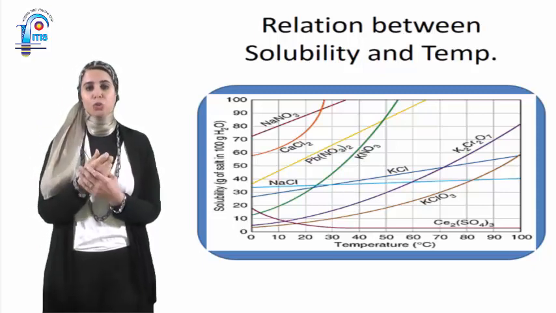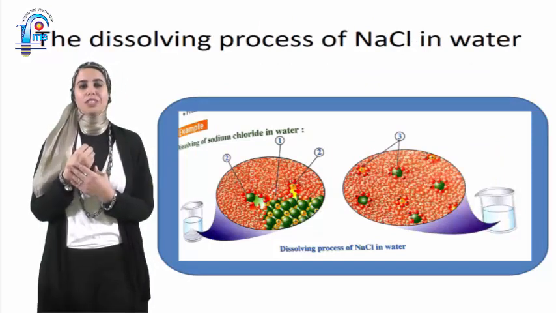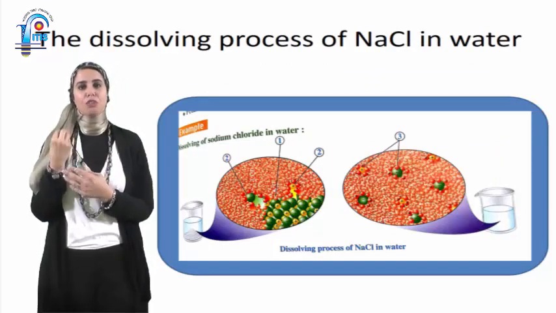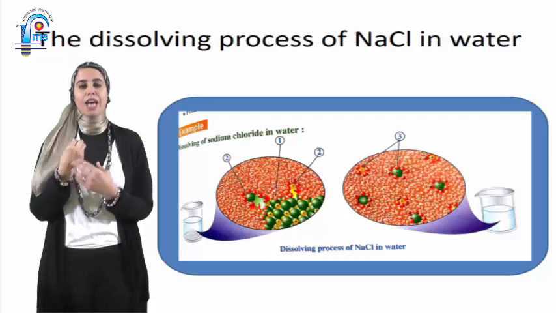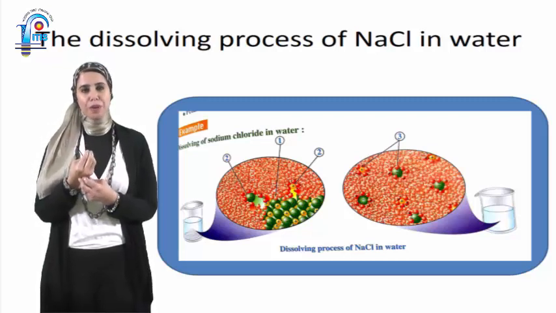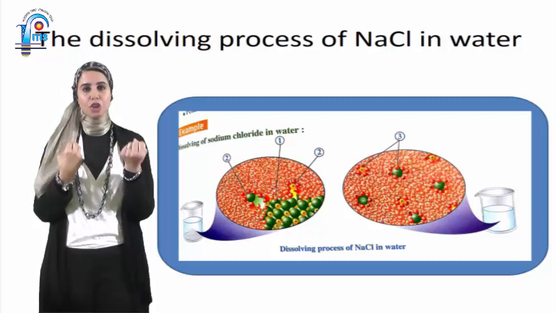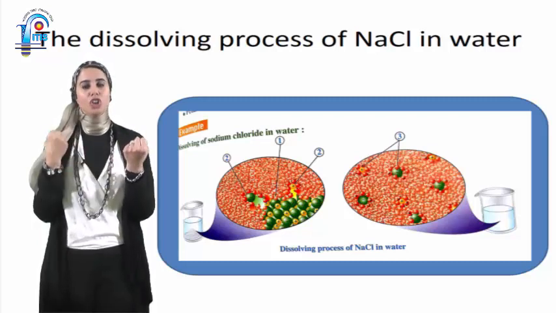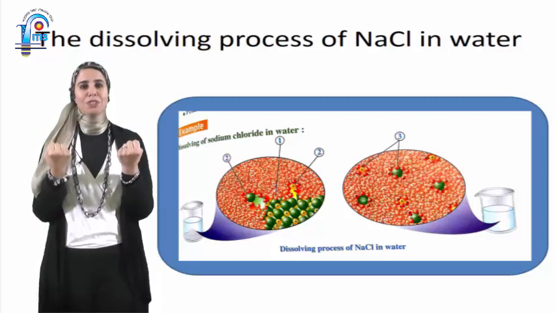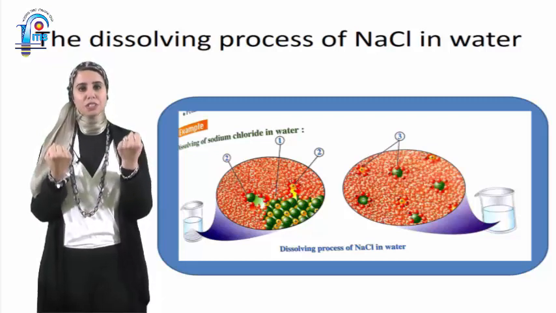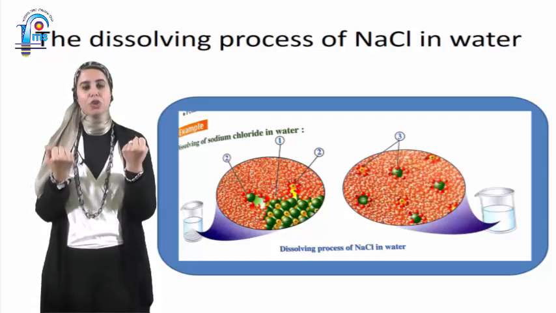In the next slide, we're going to see what is meant by the dissolving of NaCl in water. NaCl is considered an ionic compound. What is meant by ionic compound? An ionic compound is a substance that contains a complete positive ion and a complete negative ion. So what happens when it dissolves in water? The positive ion is attracted to the negative end of water.